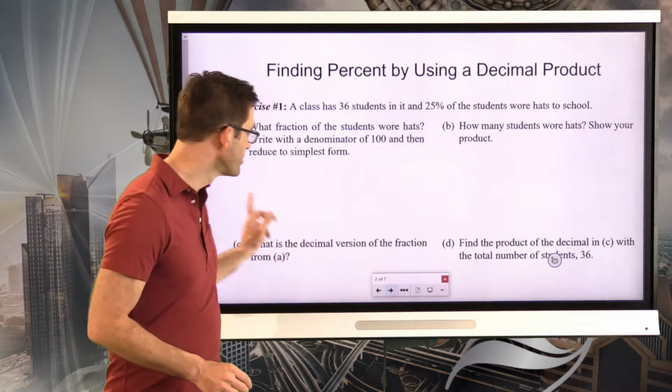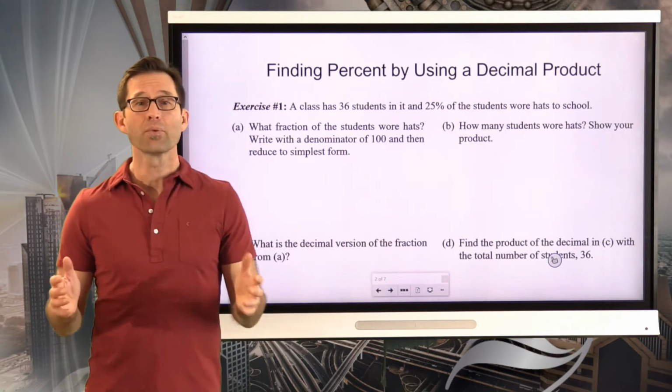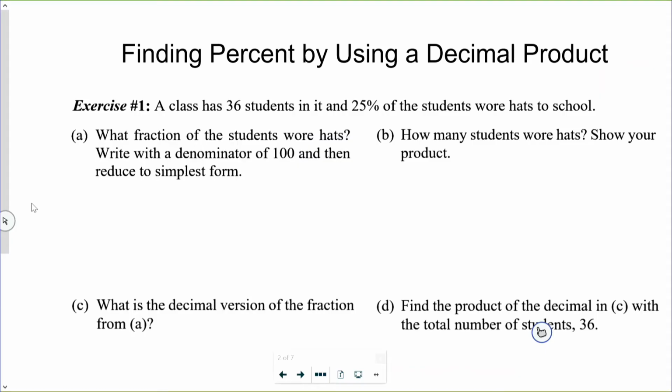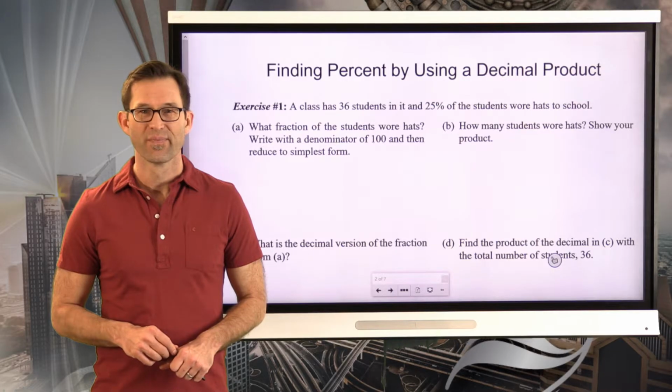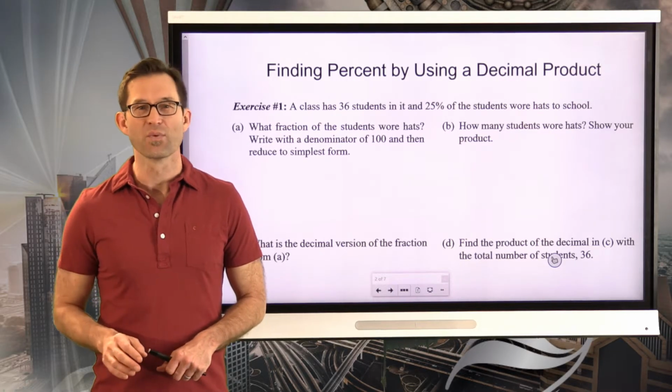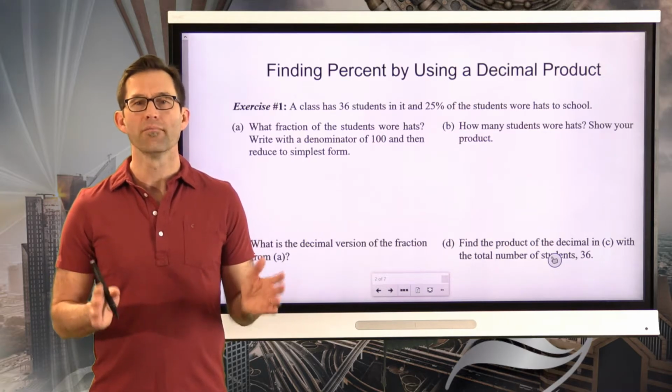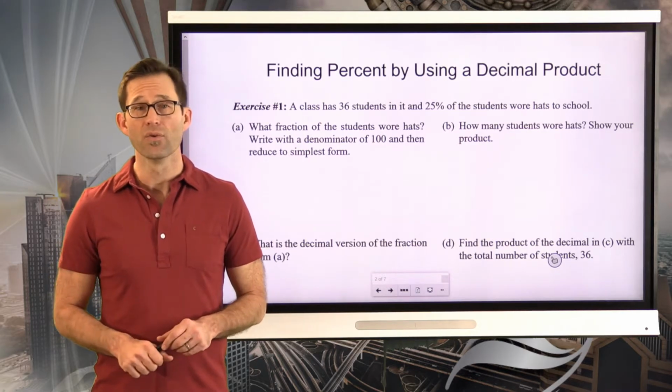Here we go. All right, finding percent by using a decimal product. Exercise number 1. A class has 36 students in it and 25% of the students wore hats to school. Letter A asks us, what fraction of the students wore hats? Write with a denominator of 100, then reduce to simplest form. All right, you probably don't even need to write this with a denominator of 100 to express it in simplest form, but why don't you go ahead and pause the video now and do letter A.